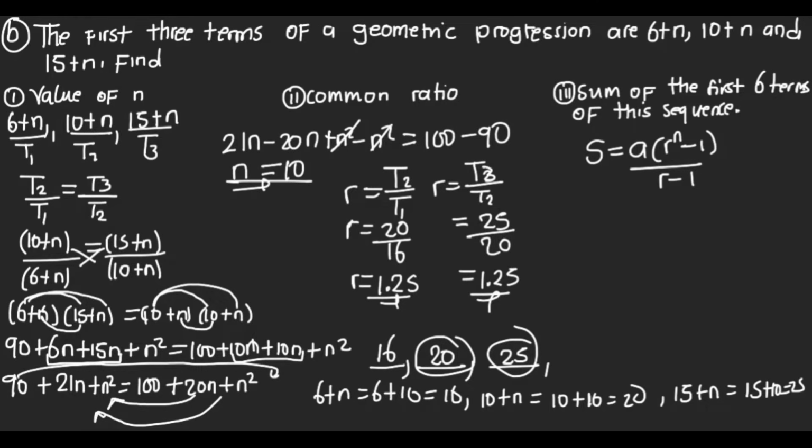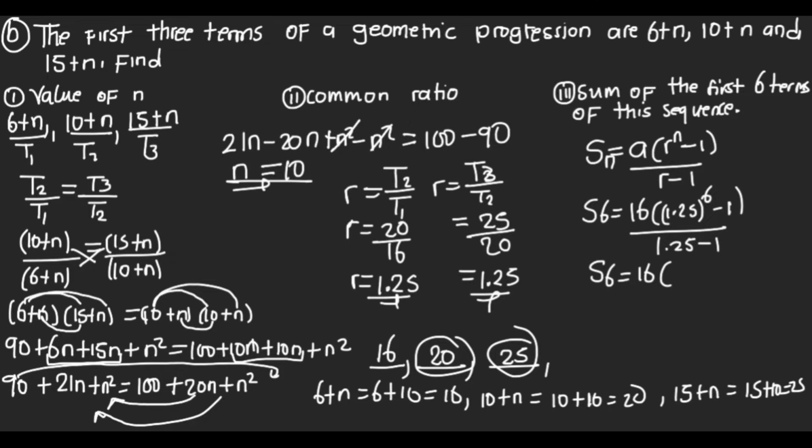Now let's do substitution. So where there's n, we put 6. A is our first term, 16. Then our common ratio is 1.25 raised to the power 6 minus 1 over 1.25 minus 1. Now let's do mathematics.